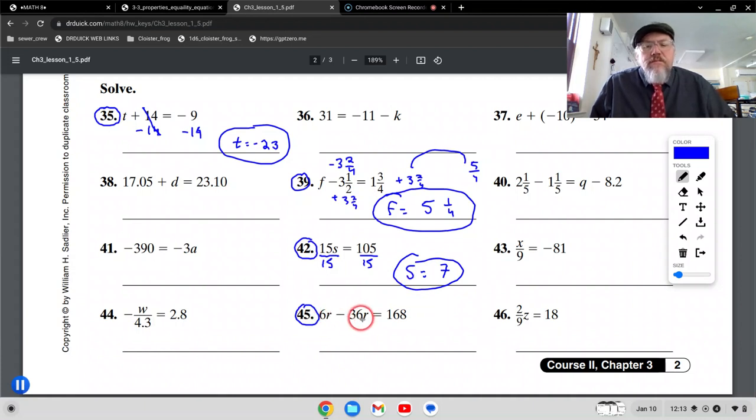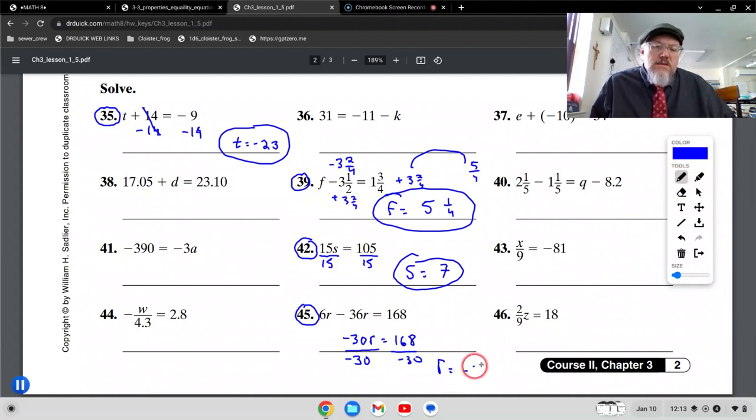We'll do this last one. 6R minus 36R equals 168. So you have to combine like terms. This makes this minus 30R equals 168. Okay. Divide both sides by negative 30. Your R in this case would be equal to, if you use a calculator, negative 5.6. That's the minus. Okay. And obviously, using a calculator is going to make this easy. You can use a calculator in this course. So, all right. See what's going on there.